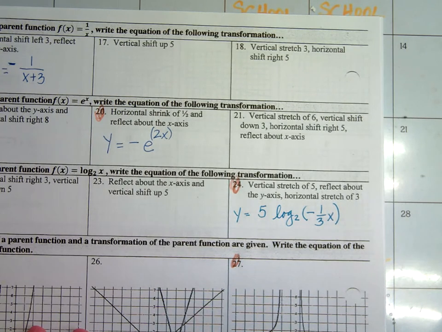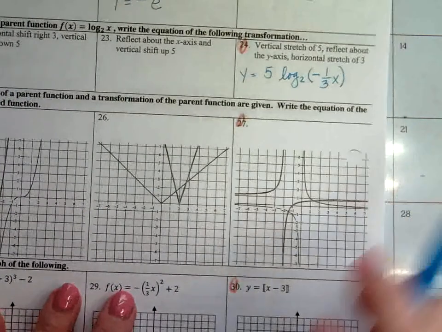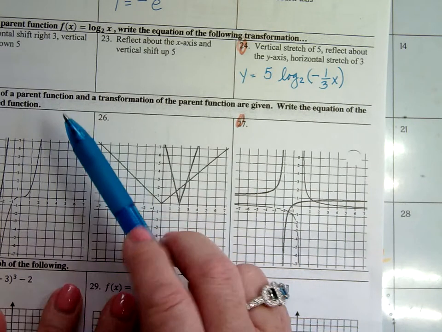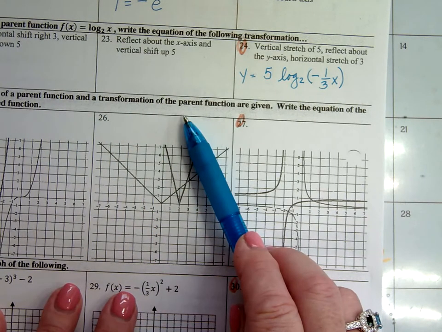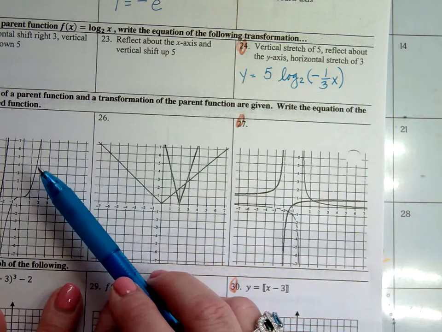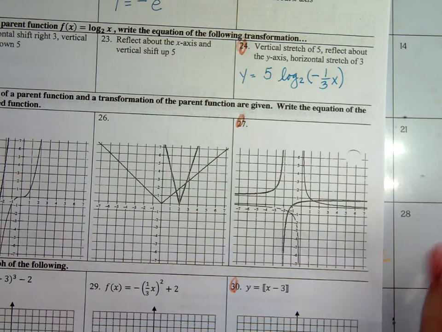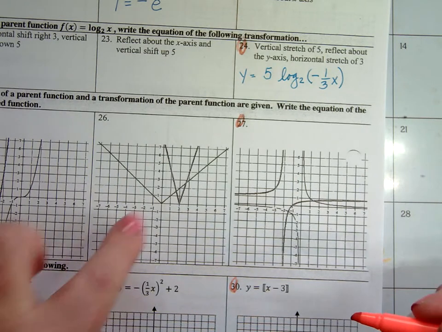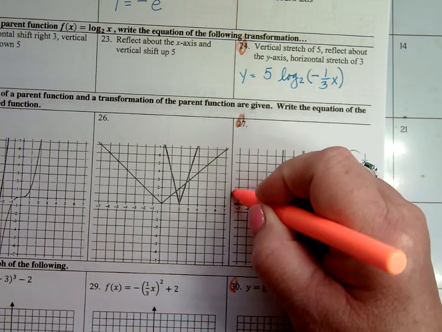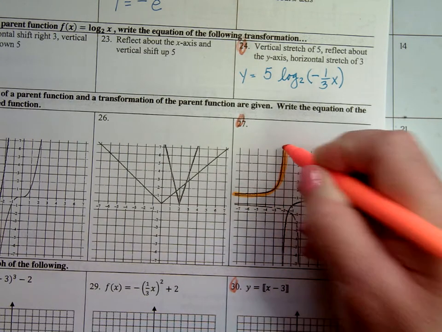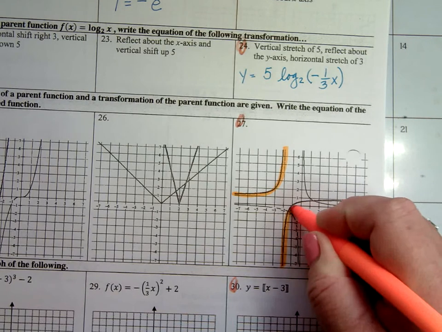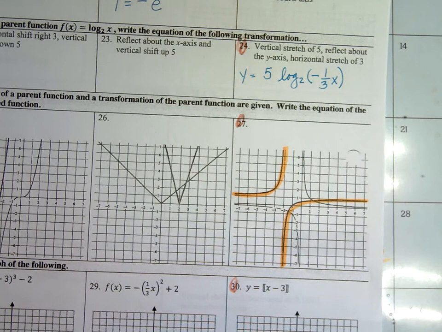All right, 27 changes things up. That's the next one. Now the directions have changed. They say the graph of the parent function and the transformation of the parent function are given. Write the equation of the transformed function. Well, to me, number 27 is a big old hot mess. So what am I looking at here? You can see one's bold and one's not in the pictures. The one that has been transformed is this one. I'm going to highlight it so you can see it. That's the one that's been transformed.